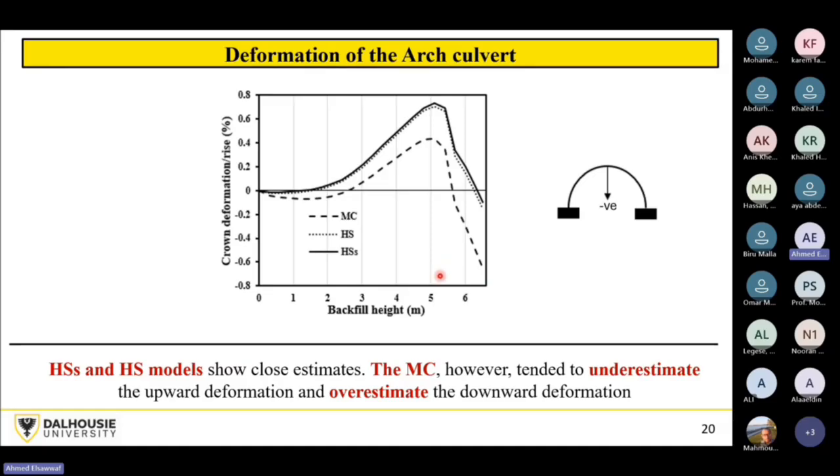And that's a very big problem, especially if you want to compare it with the allowable limit, because the allowable limit in the code is 2% of the rise. We see here that we are not exceeding the limit, 0.7 positive and 0.6 negative, but maybe in a larger span, because this one is 18.1, the Mohr-Coulomb model will give you a value that's exceeding the code and it's not real.